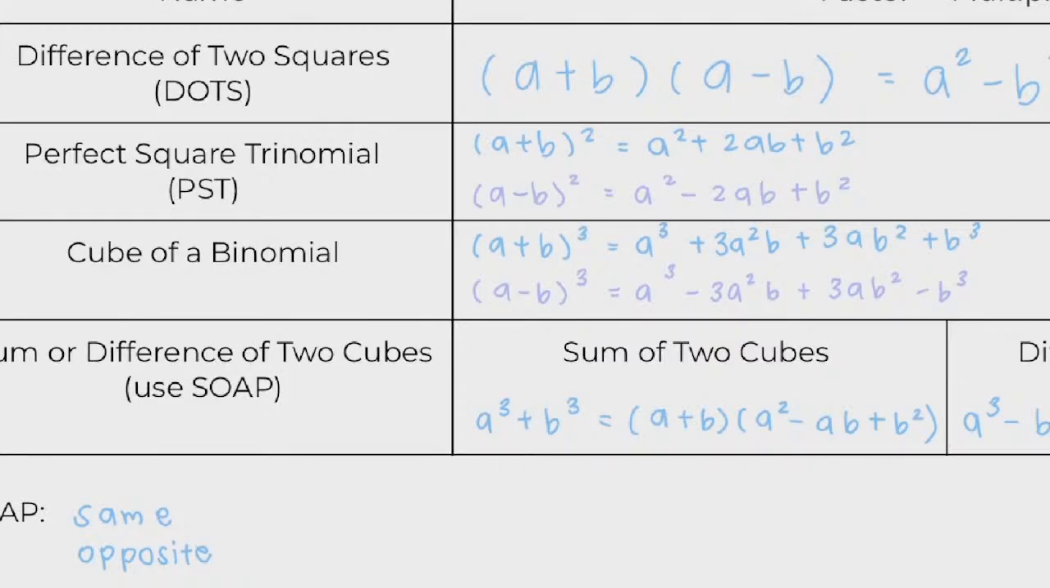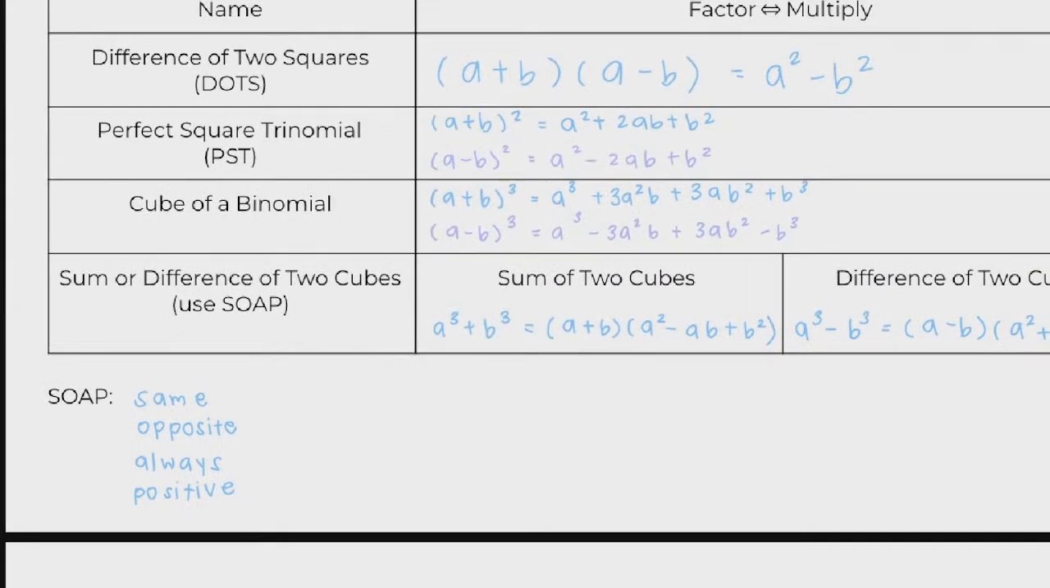Okay, next is the equations for cube of a binomial. So a plus b cubed is going to be a cubed plus 3a squared b plus 3ab squared plus b cubed. If you remember Pascal's triangle and how to do that, that's where the 3 comes from. And if it's a minus b cubed, then it's a cubed minus 3a squared b plus 3ab squared minus b cubed.